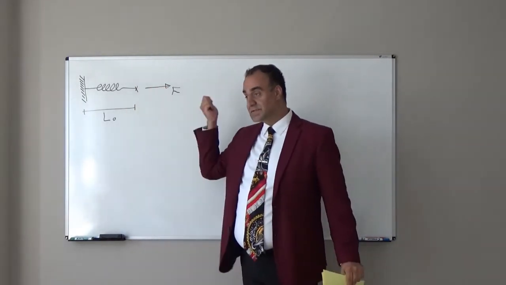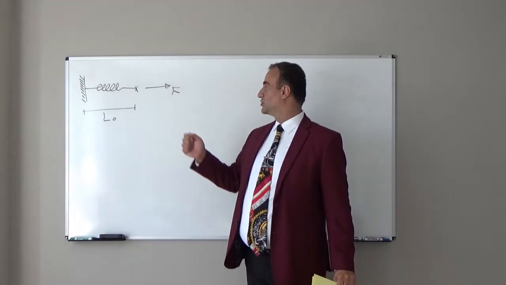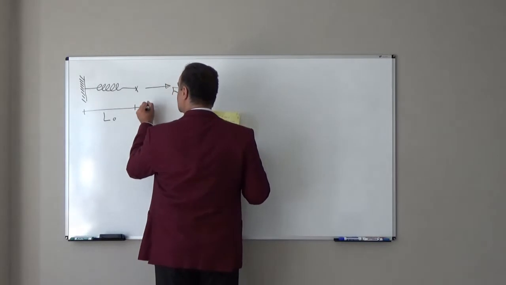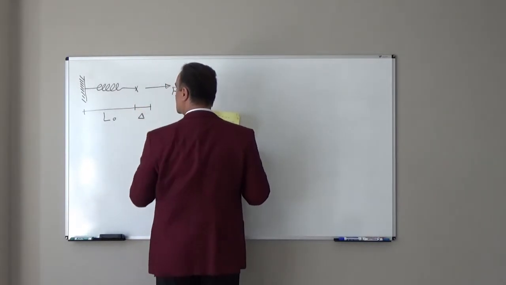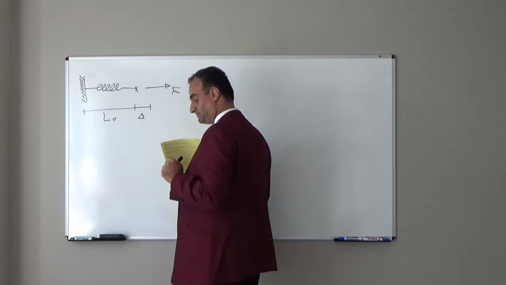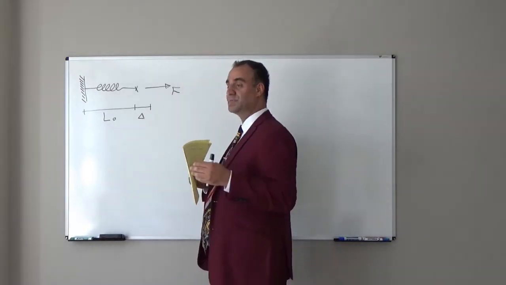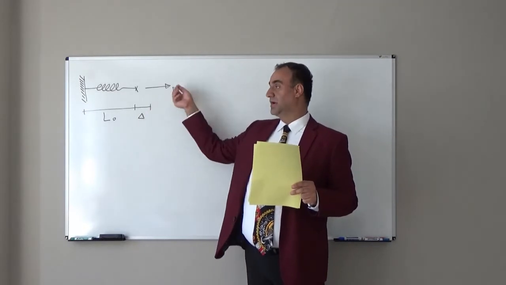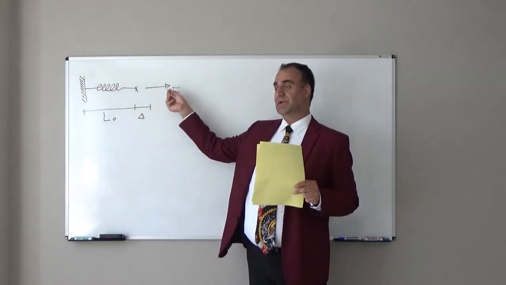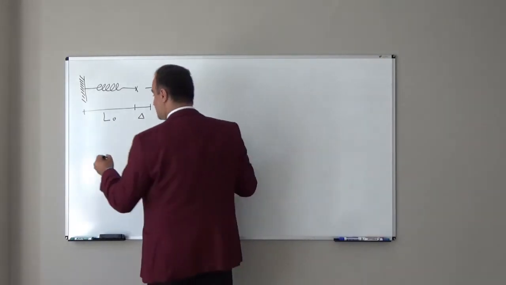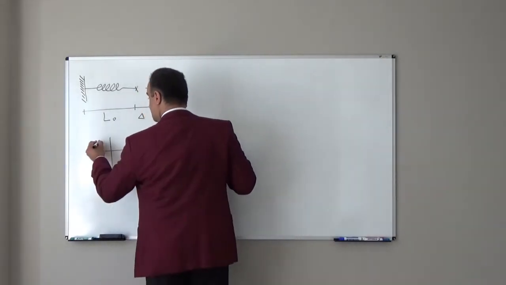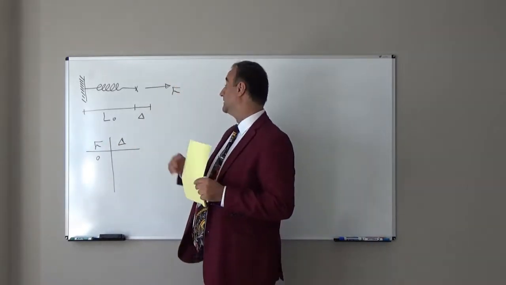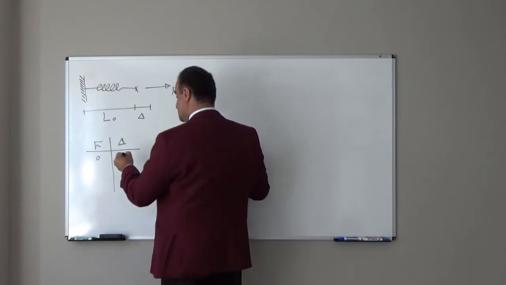If I pull this spring, I will have elongation or deformation in this spring. That deformation or elongation I show with delta. Let's do one simple experiment. Assume we have a spring. I apply force, tension force, F. In the first step, force is 0. I apply 0 force, nothing. There is no deformation. Deformation is 0.